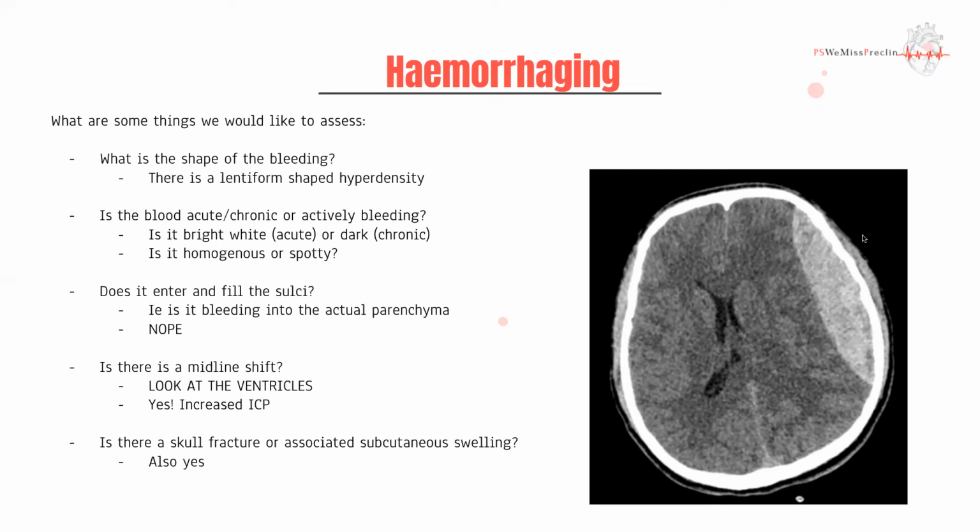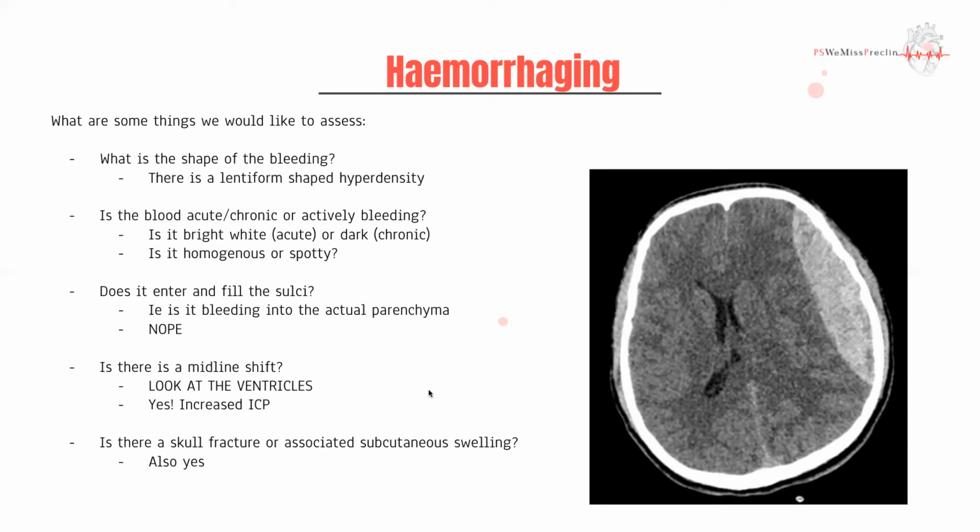So we look at the color or the density of the bleed. If it is a bright white color, or it's whiter than the surrounding tissue, or it's hyperdense, that would be typically an acute bleed, versus darker hypodensities are associated with more so chronic bleeds. Is it homogeneous or spotty? And as you can see, it's relatively homogeneous, meaning that it appears to be the same throughout the area.